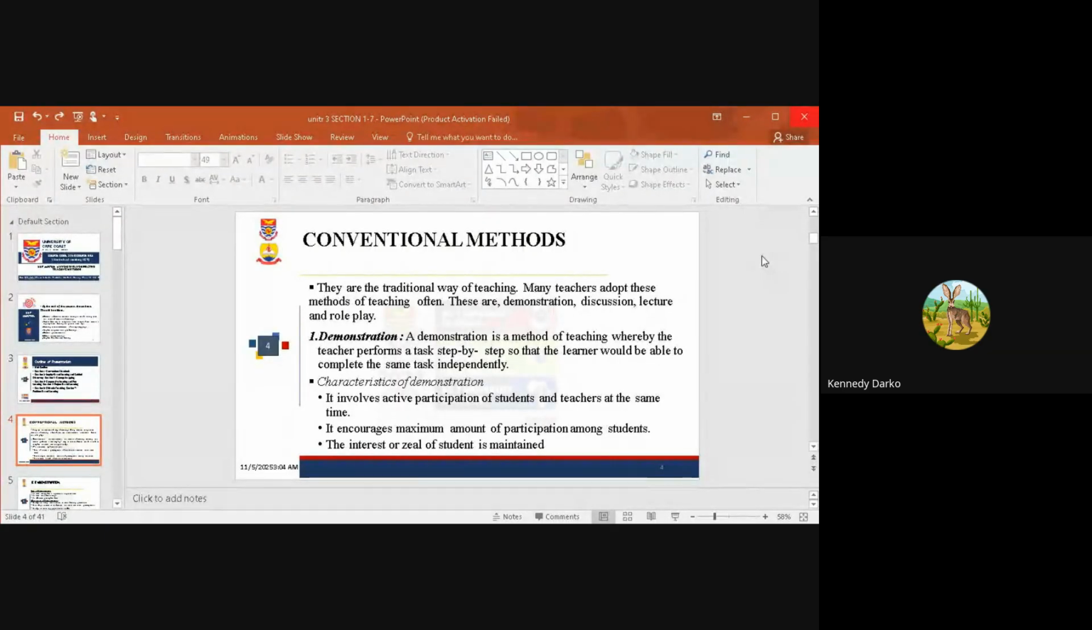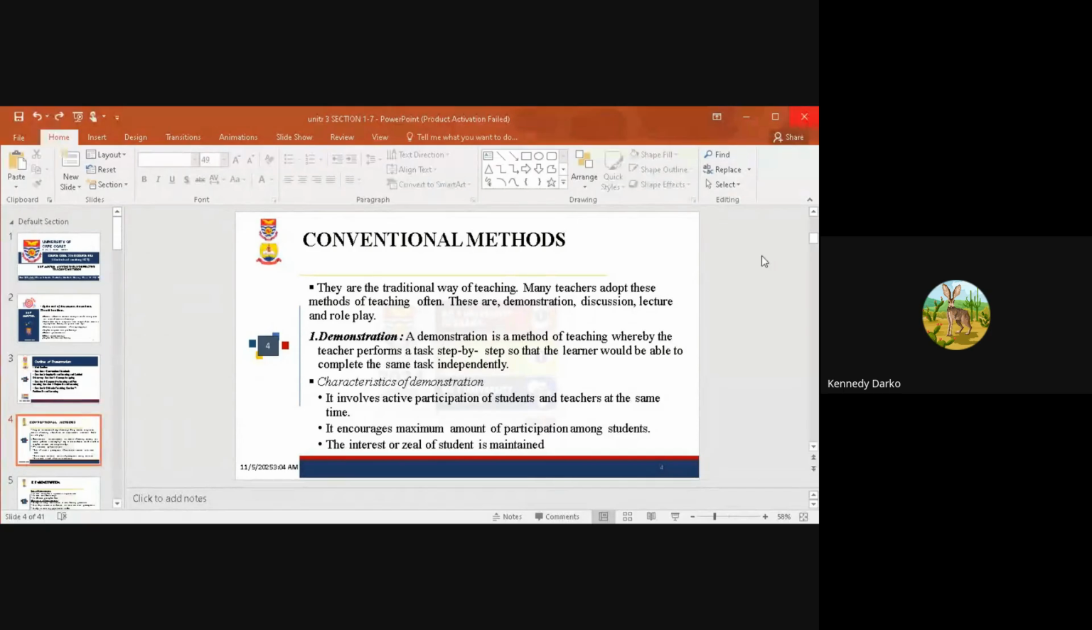Then it encourages a maximum amount of participation among students. Once you demonstrate and you put them into groups to demonstrate the same thing, then the cooperation there is maximum. Everybody is ready to cooperate in whatever you are doing. Then they are able to play the same role or engage themselves with the same task that you are giving them. As they look, they also move on to do this.